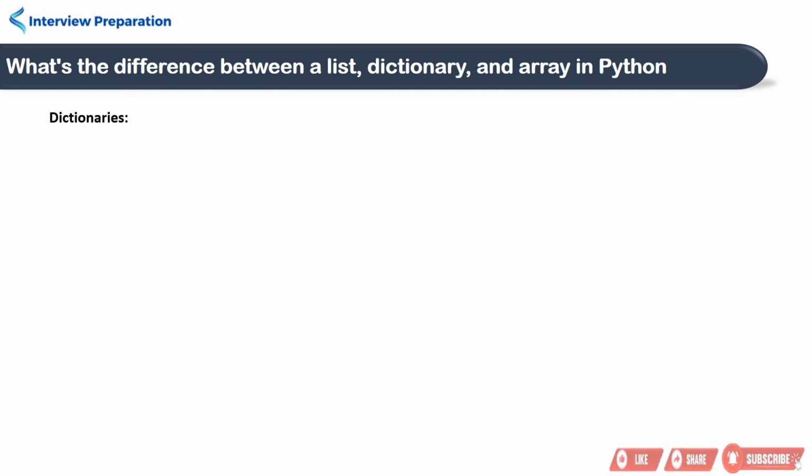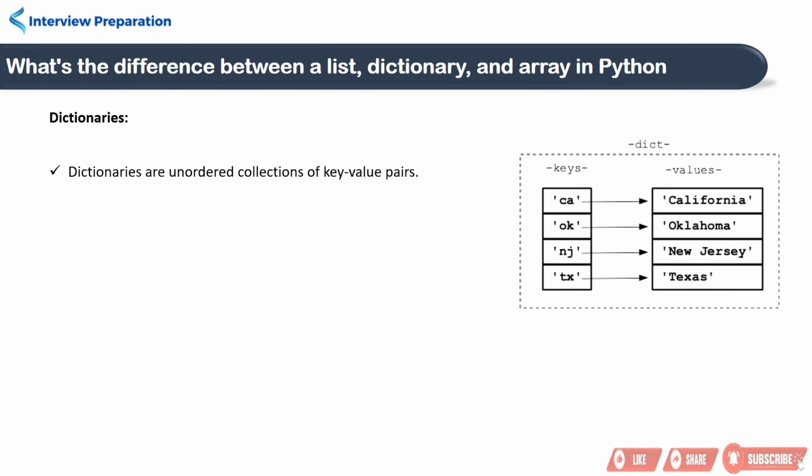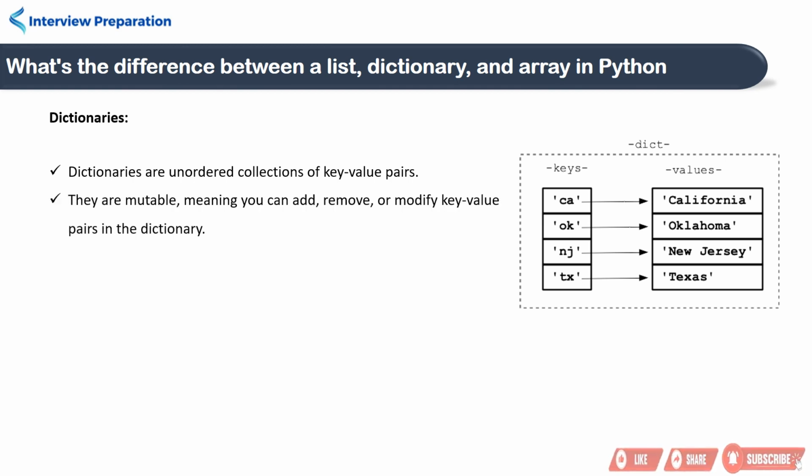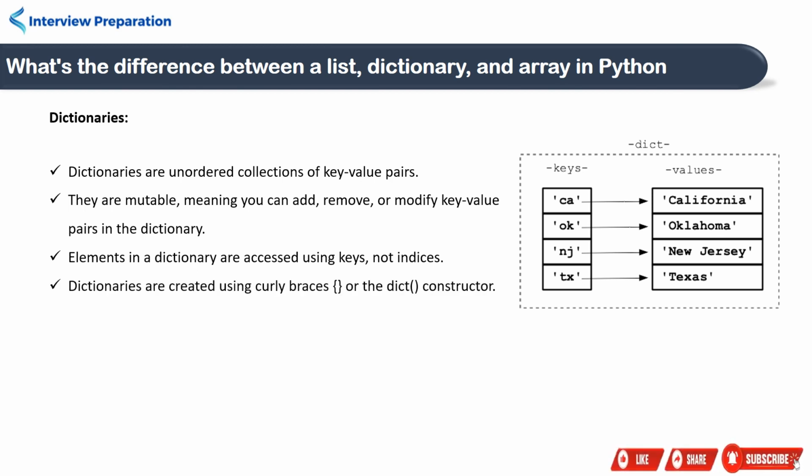Now, dictionary. Dictionaries are unordered collections of key-value pairs, meaning that the order in which key-value pairs are stored in a dictionary is not guaranteed. They are mutable, meaning you can add, remove, or modify key-value pairs in the dictionary. Elements in a dictionary are accessed using keys, not indices like 0, 1, or 2. Dictionaries are created using curly braces, or the dict constructor.